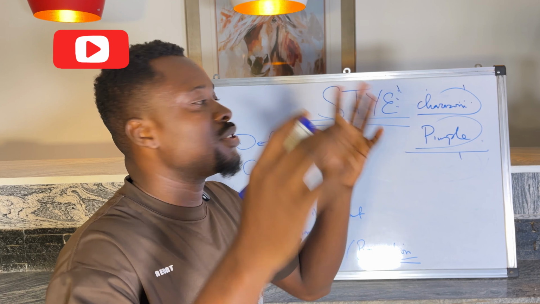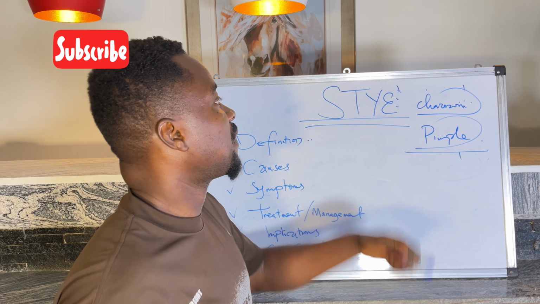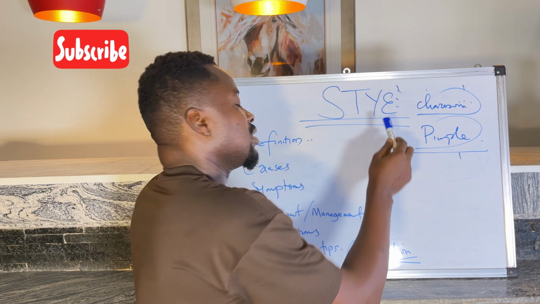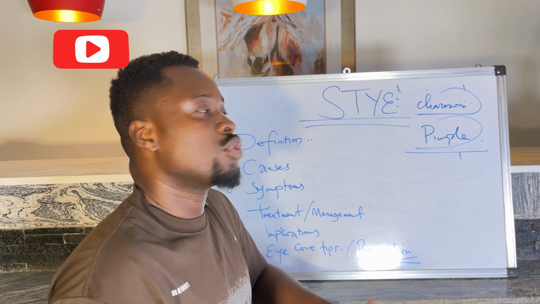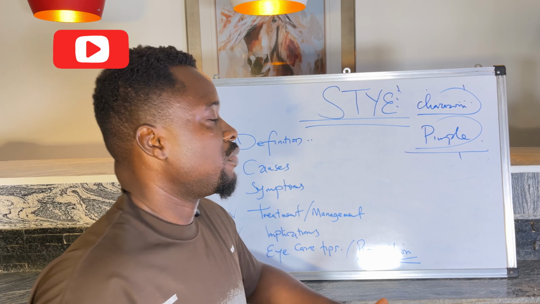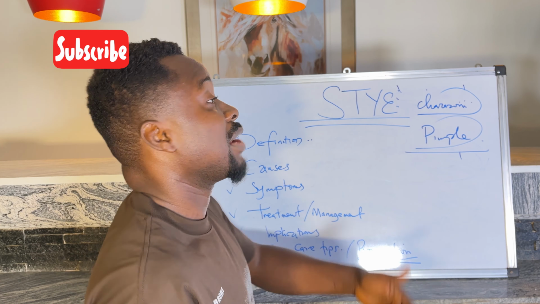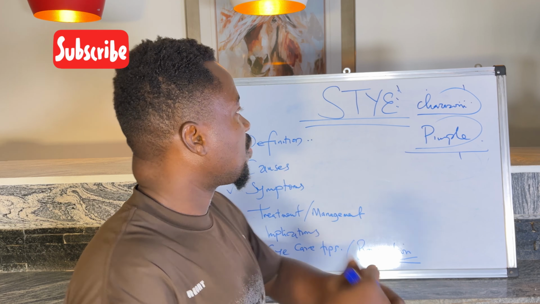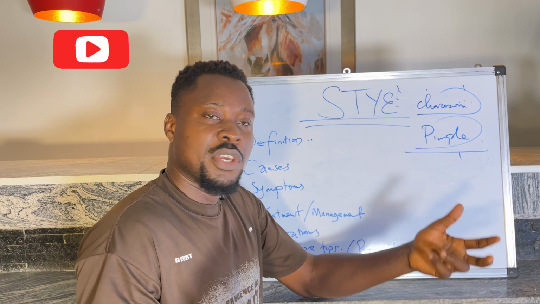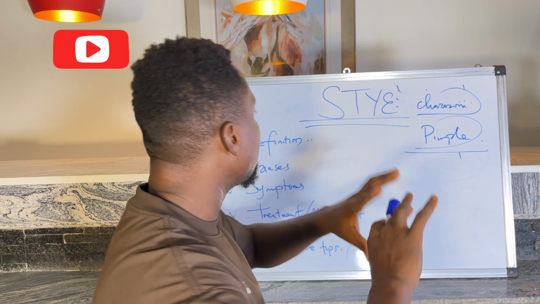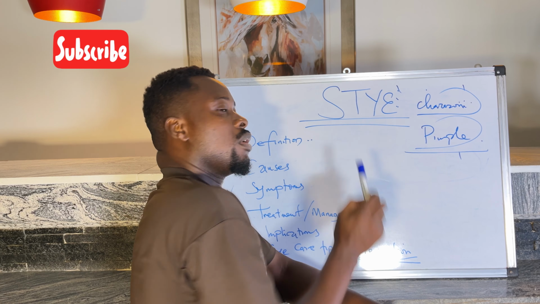But let's assume it is a stye. The first treatment is by the use of antibiotics. Most people prefer oral antibiotics. Some other people might not really go for it. Topical antibiotics might also come in depending on the situation or the severity of the case.